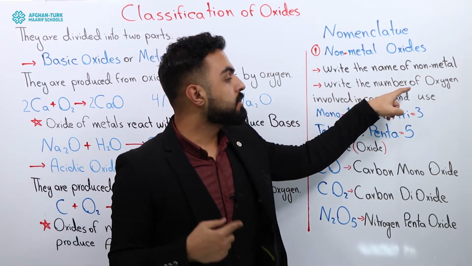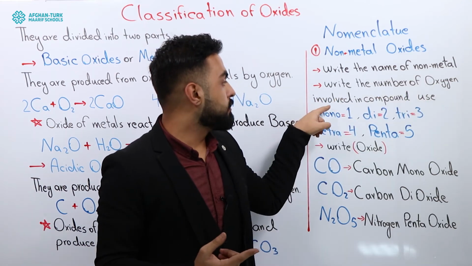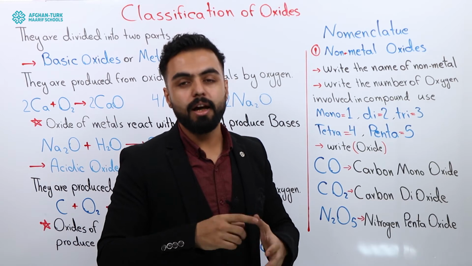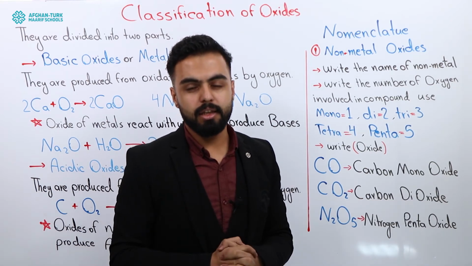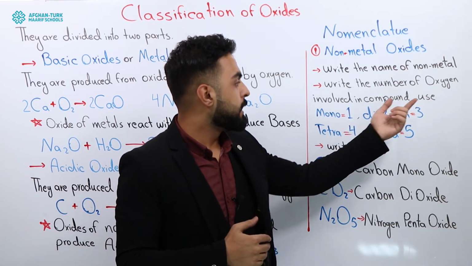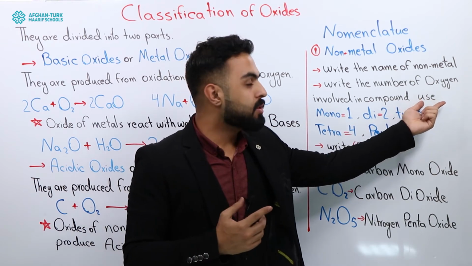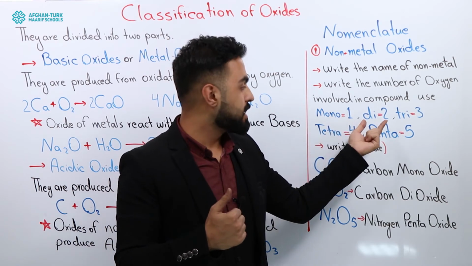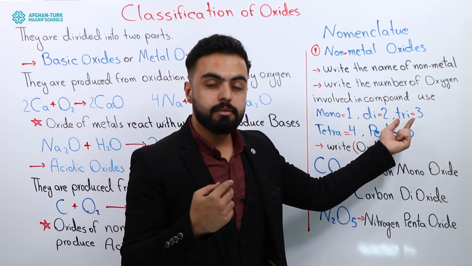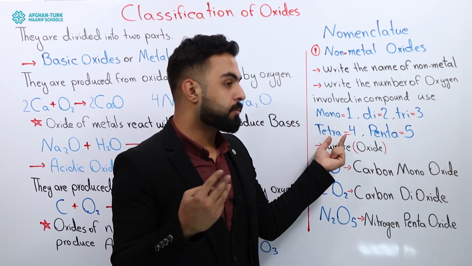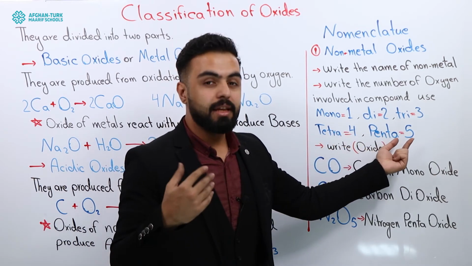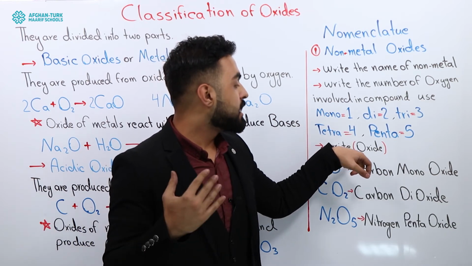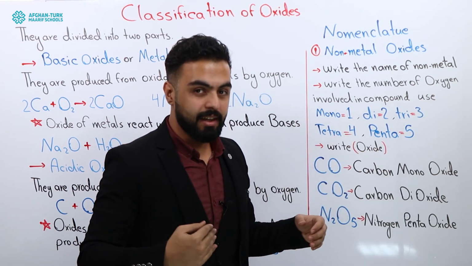Then write the number of oxygen involved in the compound. For example, if it has 1, 2, 3, 4, 5, any number of oxygen, no problem. You can use these numbers. Mono means 1, di means 2, tri means 3, tetra means 4, penta means 5. So at the end, write oxide.